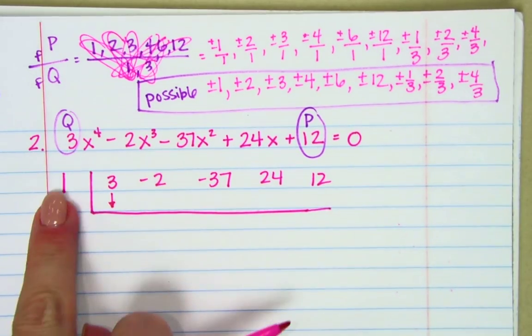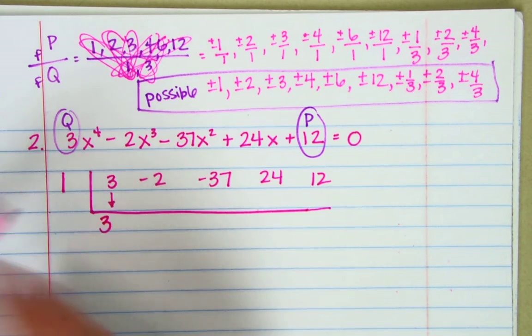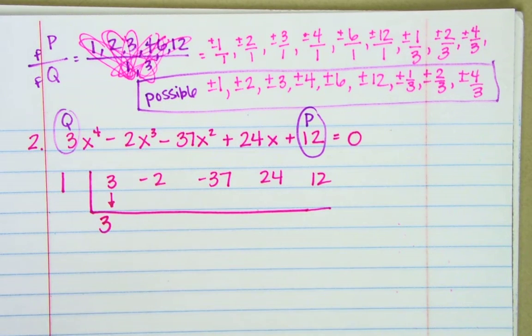Why don't y'all do synthetic division on this one on your own? Okay, with the 1. Bring the 3 down. Okay, y'all tell me if 1 worked.